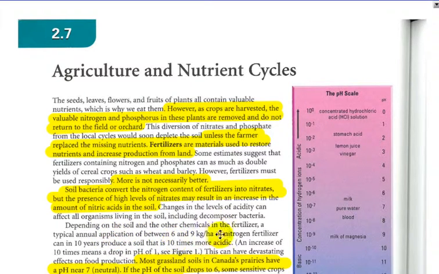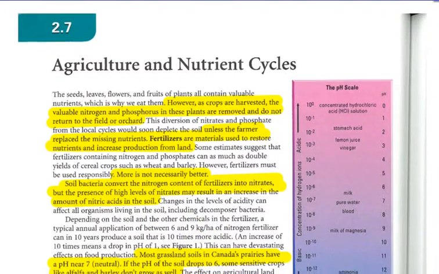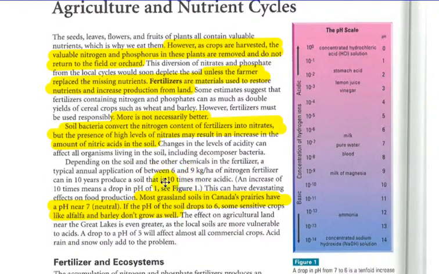So depending upon the soil and other chemicals, they give a recommendation here for how much fertilizer could be in the ground, and it could make the soil 10 times more acidic after 10 years if we have this amount of fertilizer being applied. And of course that can have devastation on food production. It says here most grasslands are relatively neutral, and there's a pH scale which measures how acidic or how basic something is. A pH value of 7 is what pure water would be, and most land is around 7.